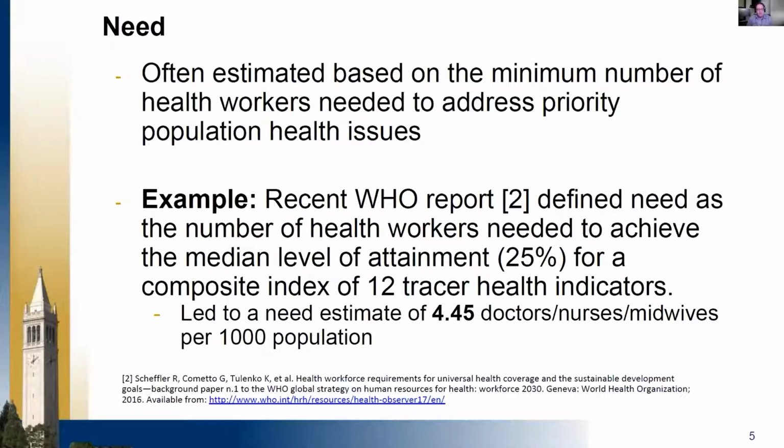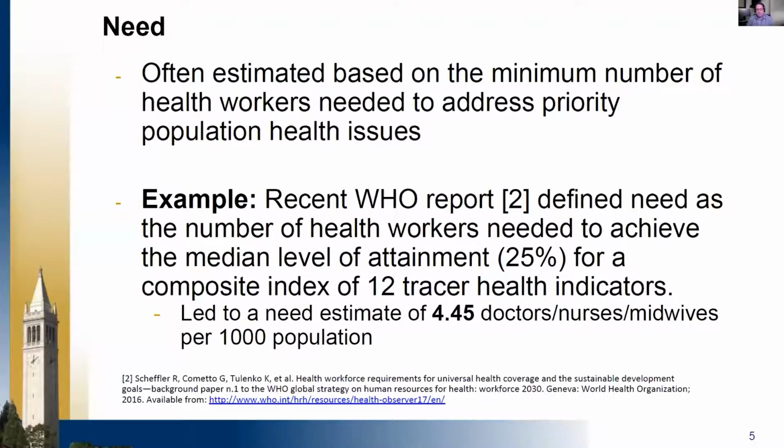So again, explaining need, often it's based on the minimum number of health workers needed to address whatever priority population health issues have been decided on to address. A recent WHO report defined need as the number of health workers needed to achieve the median level of attainment for a composite index of 12 tracer health indicators. And so after defining need that way, the report found that you need 4.45 doctors, nurses, and midwives per 1,000 population.